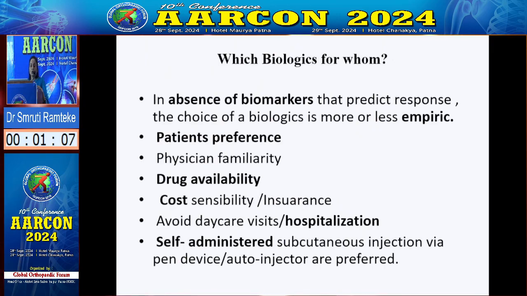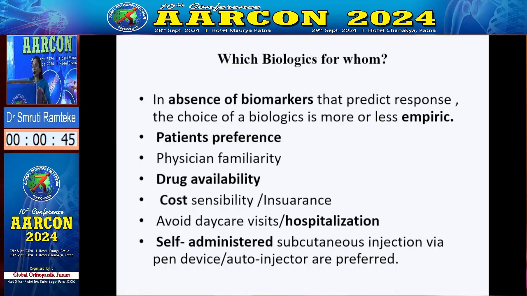Which biologic for whom? Now in the absence of biomarkers, we do not have biomarkers at our place right now to tell which biologic is going to suit this patient. So more or less it's empiric. It's the patient preference, the physician's familiarity with the drug, availability of the drug, cost of the drug. Cost is the most important factor in our setup.